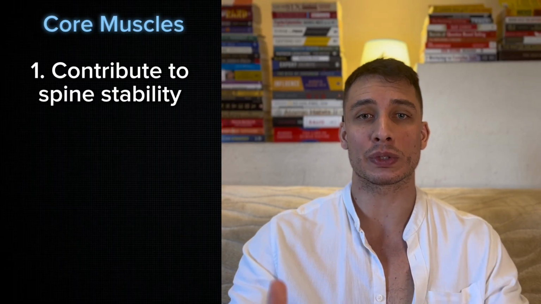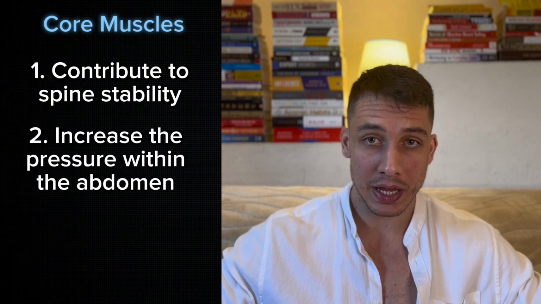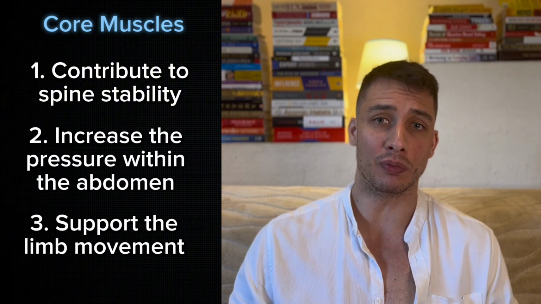In muscle anatomy, there is no definite list of core muscles, which is why it can get a bit confusing whenever someone is referring to core strength or core muscle training. Core muscles are generally the muscles that contribute to spine stability, increase the pressure within the abdomen, and support the limb movement. Sounds like they're important, and they are.